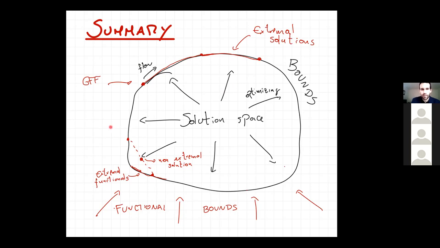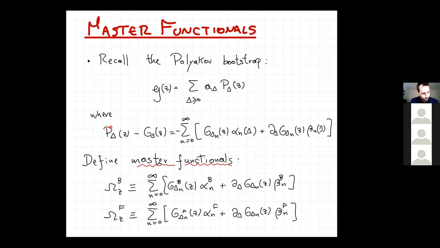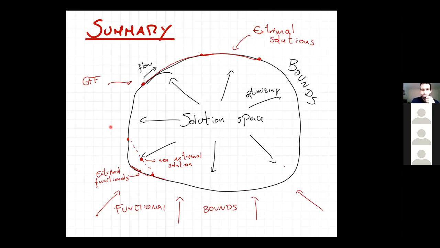Hi, Miguel. Yes. So if I change to a different functional basis, would I have a different shape of the convex hull here? No, the convex hull is determined by the set of solutions. It's the set of solutions of the crossing equation.